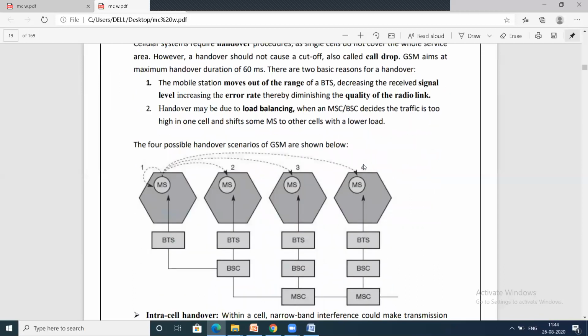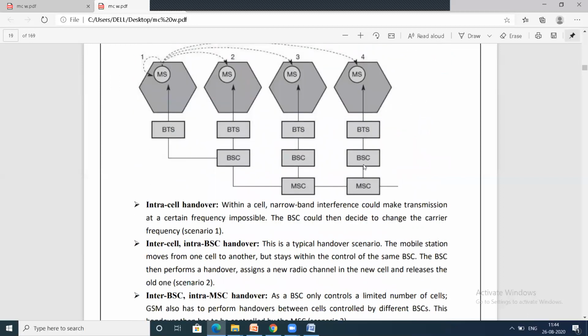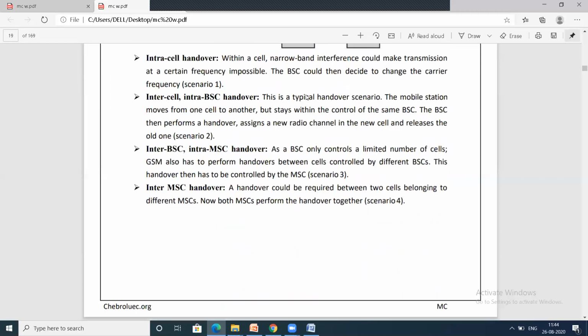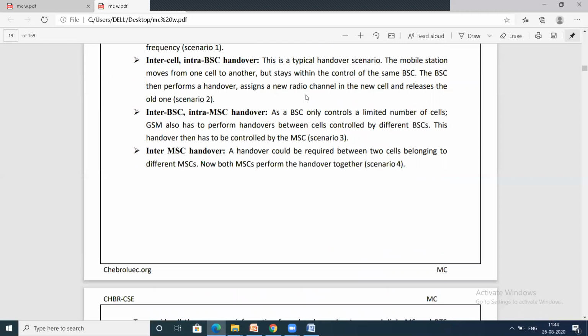Four types of handovers we discussed. The first one is intra-cell handover. The second one is inter-cell intra-BSC. The third one is inter-BSC intra-MSC, and the fourth one is inter-MSC handover.